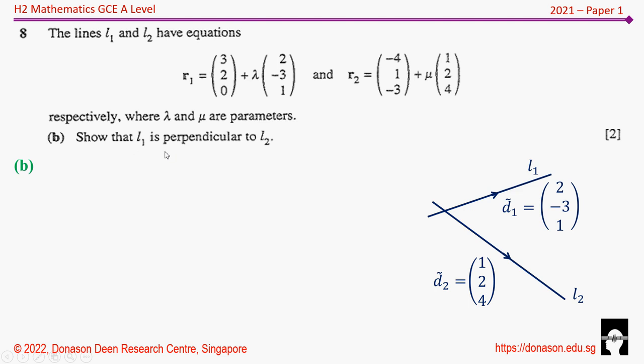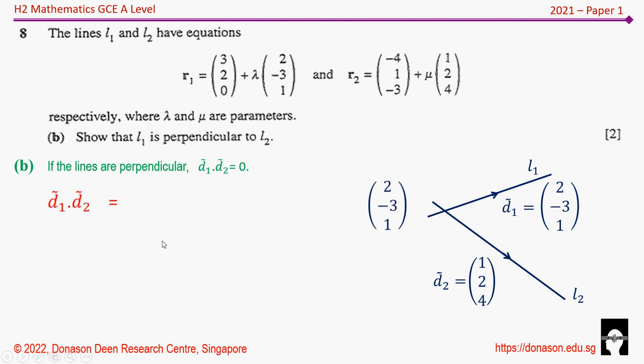And of course, if two lines are perpendicular to each other, the dot product of the two vectors should be equal to 0, right? If two lines are perpendicular to each other, the dot product of both their direction vectors should be equal to 0. So let's see whether, when I dot product d1 and d2, it gives us a 0, then we know that L1 is perpendicular to L2. So the dot product of the direction vectors should be equal to 0.